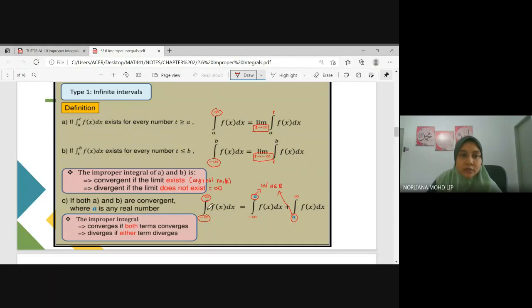The improper integral converges if both terms converge. Both terms converge means the first term and second term both give real numbers, then it converges. If either one of the terms diverges, for example you get a real number for the first but infinity for the second, the conclusion is that this function diverges. Both must give real numbers for the conclusion to be convergent. We cannot add infinity: a real number plus infinity gives infinity, so that's why the conclusion is diverge.